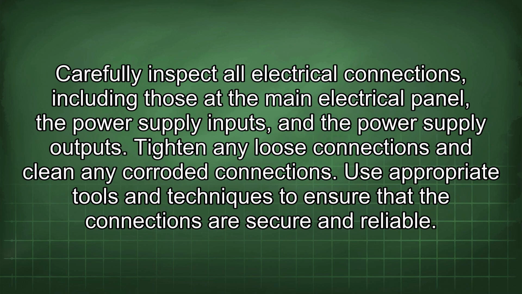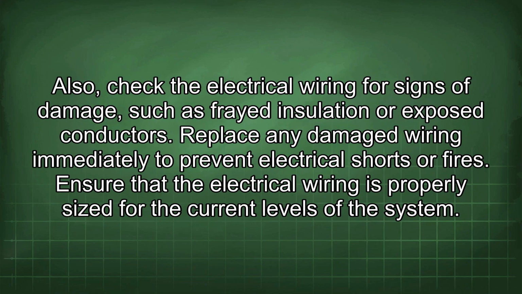Carefully inspect all electrical connections, including those at the main electrical panel, the power supply inputs, and the power supply outputs. Tighten any loose connections and clean any corroded connections. Use appropriate tools and techniques to ensure that the connections are secure and reliable. Also, check the electrical wiring for signs of damage, such as frayed insulation or exposed conductors. Replace any damaged wiring immediately to prevent electrical shorts or fires.